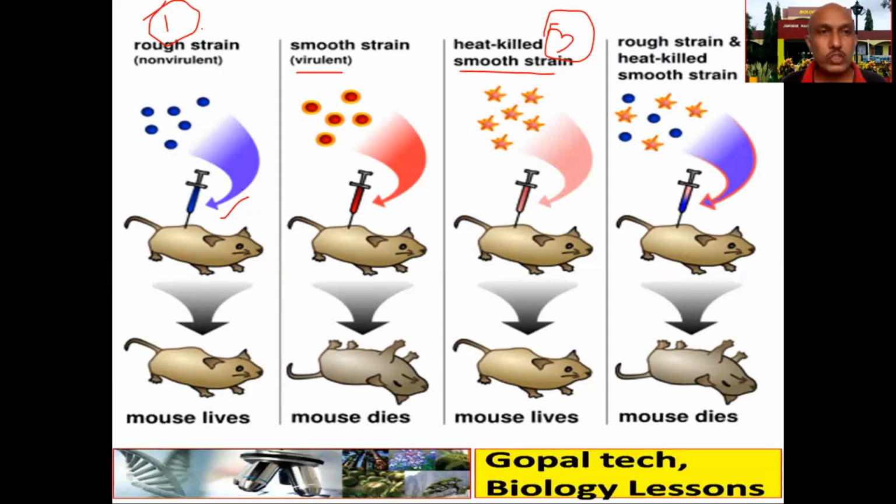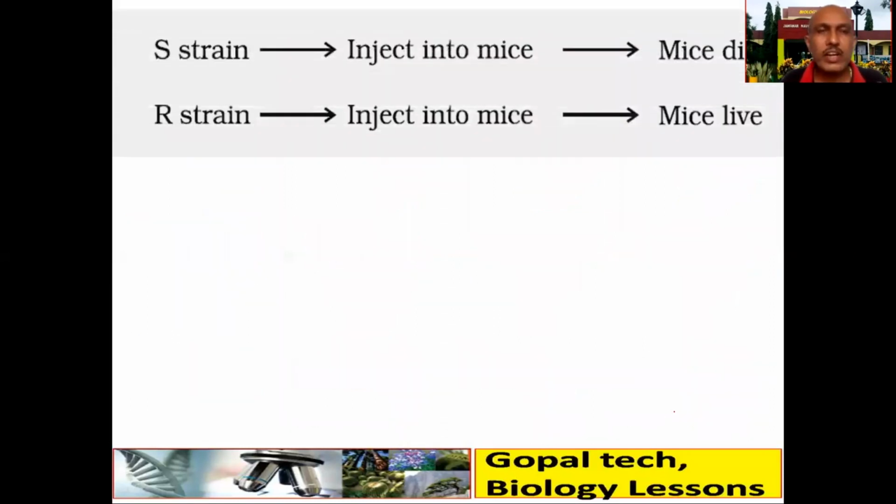Then he took the first experiment and the third experiment and combined them, that is the rough strain and the heat-killed smooth strain. So a mixture of both. See here, the mixture. So what result did we get? The mice injected with rough strain alone will survive, and here also they live. But when the mixture is injected into healthy mice, he got another result. The mouse will die. Then he started thinking why this happened. In an examination, you can write it this way also: the strain bacteria injected into a mouse, the mouse will die.